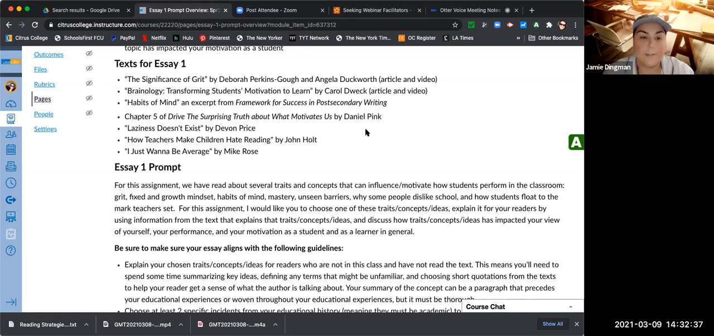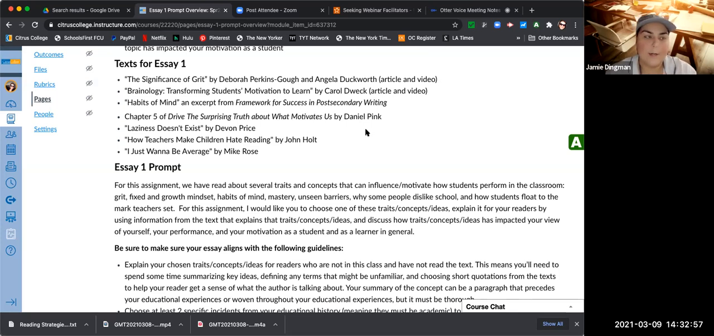So right, grit is pretty straightforward. Have you had an experience where you really stuck to something and you tried really hard and it paid off? Or have you had a time where you just couldn't put in the grit, you just, you know, kind of gave up on yourself and gave up on the challenge? And I would like to know what that experience was like when you had grit and when you didn't have grit. Same thing with brainology.